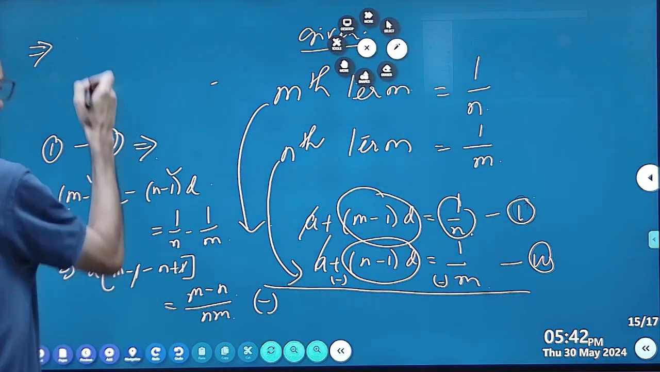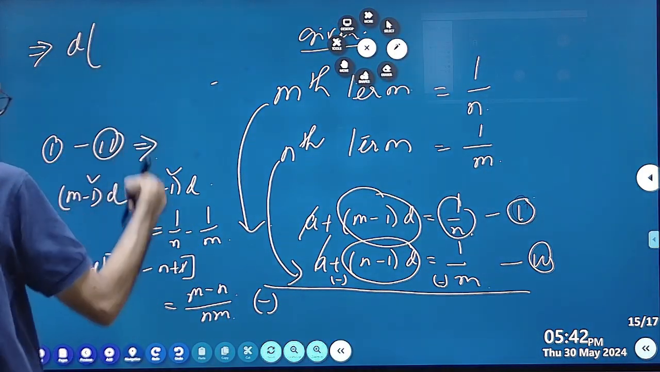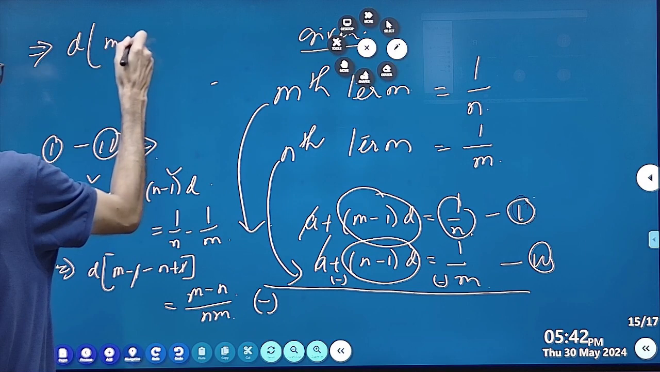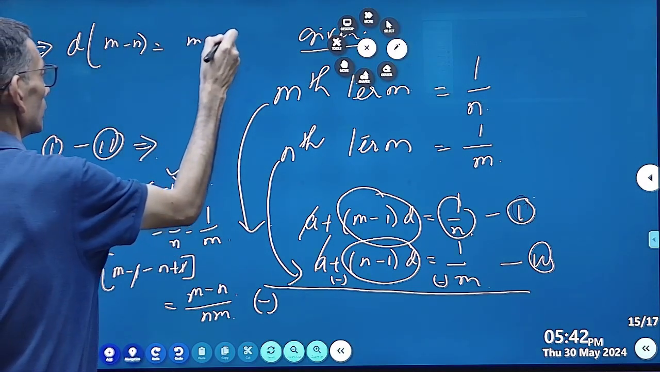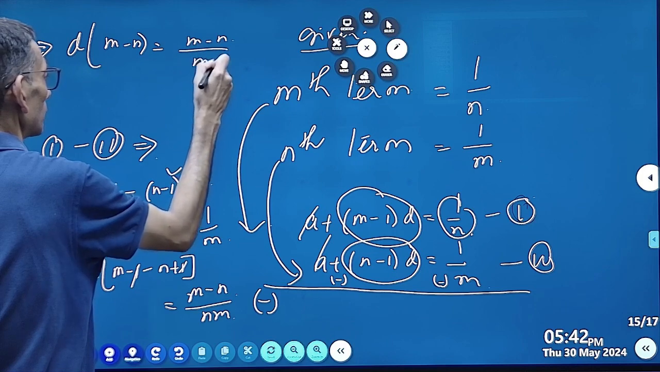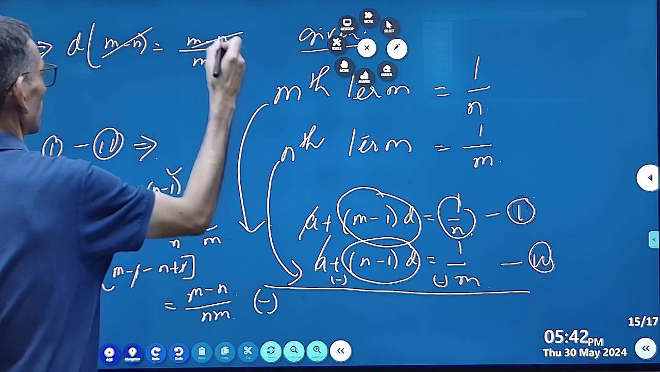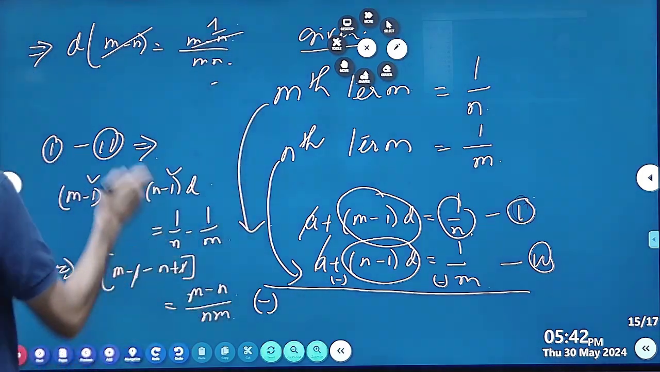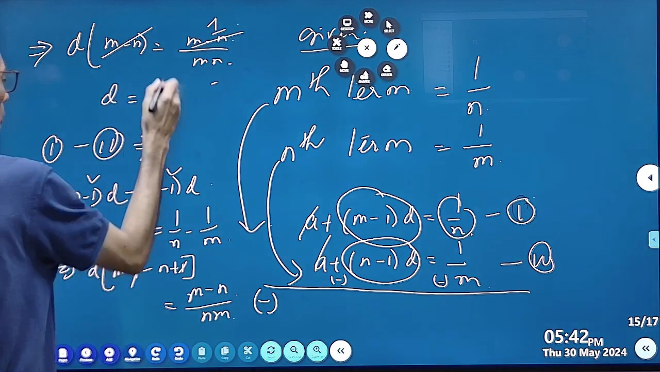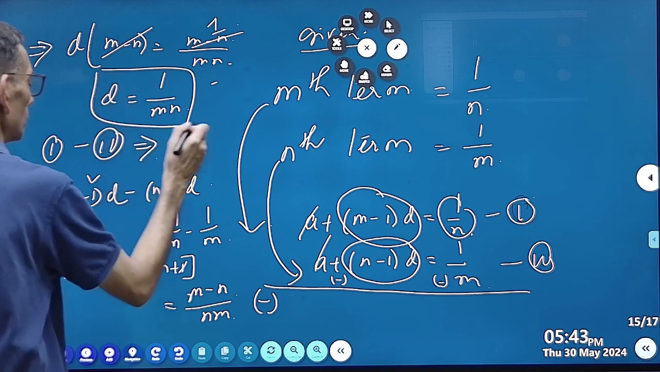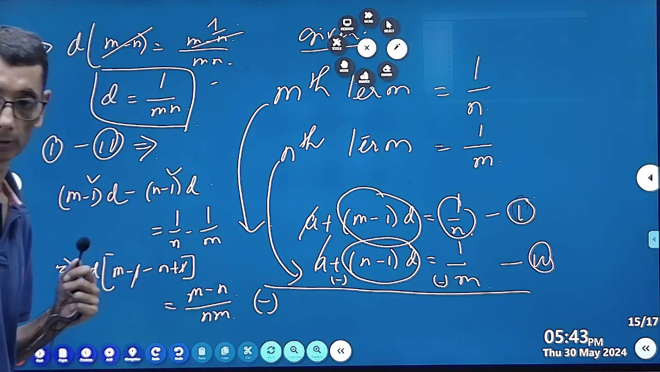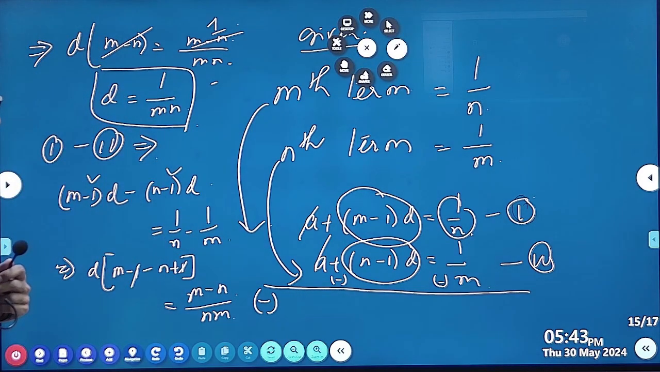Now d is here, only m minus n remains, and on the right also m minus n by mn. Now this m minus n and this m minus n, we cancel, 1 remains. So d is equal to what will it be? d is equal to 1 by mn, right? Yes.